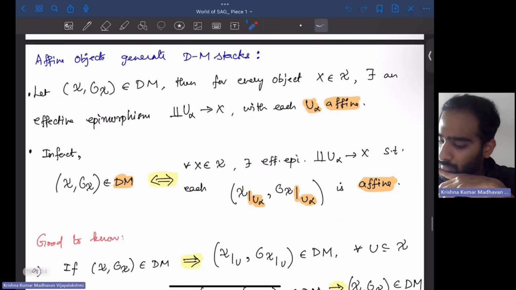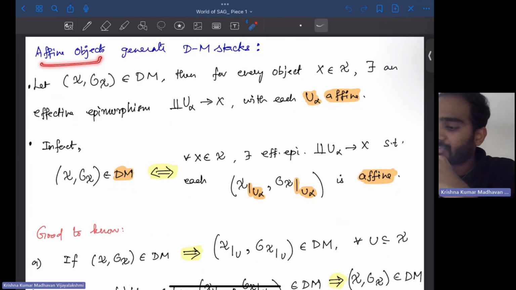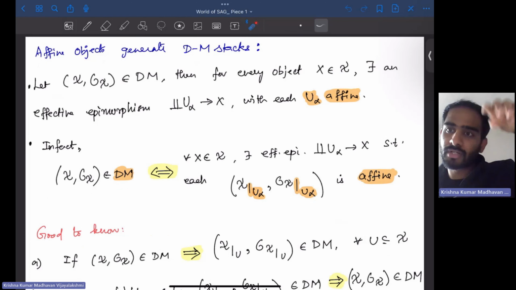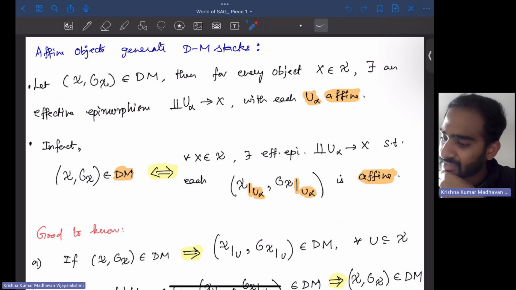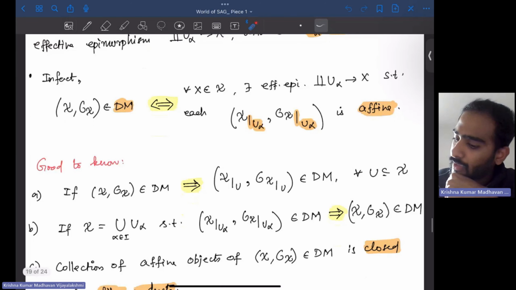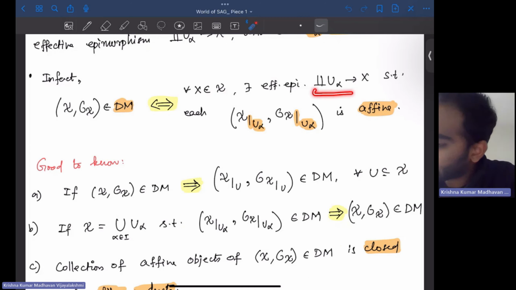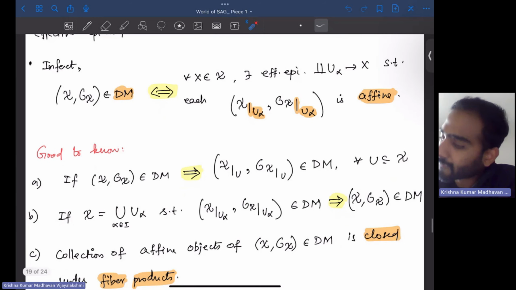Okay, and why do we need to study affine objects again? Here it is that affine objects generate the whole DM stack. So everything about that stack is already encoded locally in the affine objects of this category. So in particular, a given ringed topos is a DM stack if and only if for every X there is an effective epimorphism from this coproduct to this X, such that each of these restrictions to the open subsets is actually an affine object.